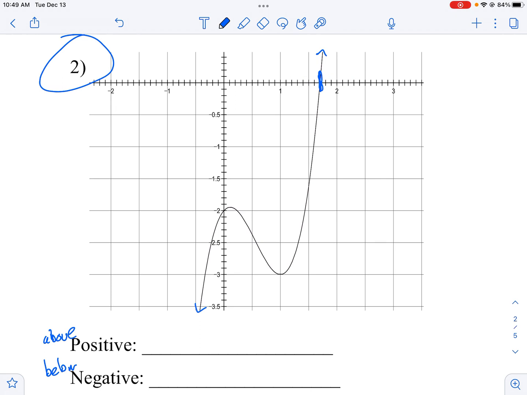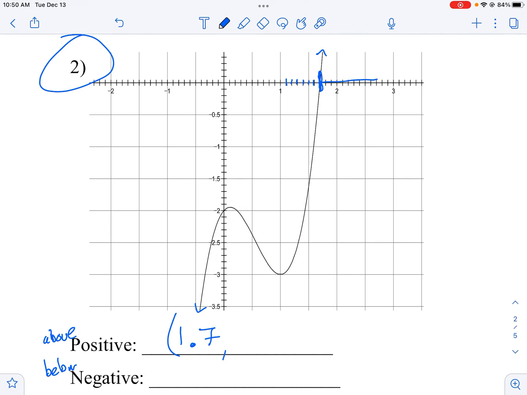and then this section here, everywhere to the right of that, is all above. So the positive interval is going to start at this number, which is a little bit difficult because here's 1 and 2. But if you count your tick marks, you can figure out it's 1, 2, 3, 4, 5, 6, 7. Oh, it is 1.7. So it starts being positive at 1.7. And then everywhere to the right of that, it's all positive.